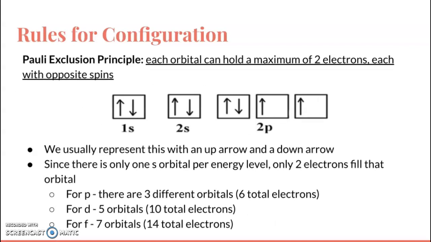My Pauli exclusion principle says that each orbital holds a maximum of 2 electrons, each with opposite spins. We usually represent that with an up and a down arrow showing that they're opposite spin. Since there's only one s orbital, 2 electrons will fill that. For p, there are 3 different orbitals, each holding a total of 2, so 6 total electrons. For d, I'm going to have 5 of these squares. For f, I'm going to have 7, to max out my total electrons.